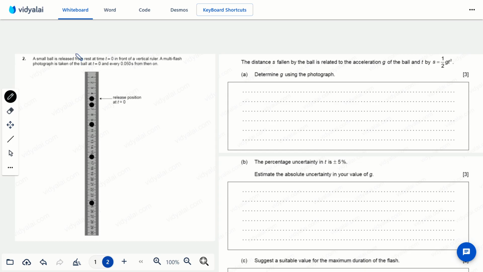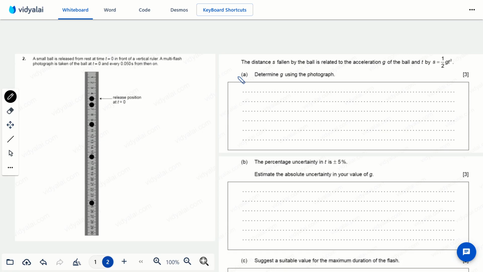This is the second question, and at this point you can pause this video to have a look at it. Okay, so what we have here is a small ball that's released alongside this meter scale, and we have clicked 4 photographs of this small ball and laid it alongside each other so that we get 4 different positions of this ball at the same time.